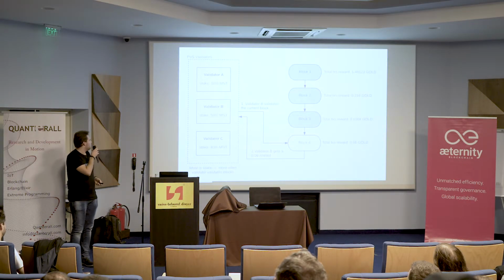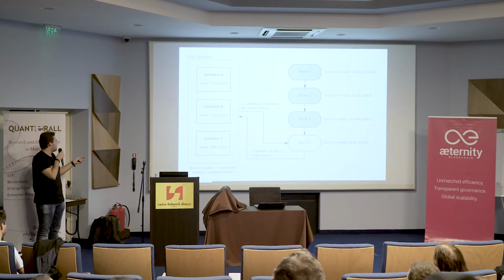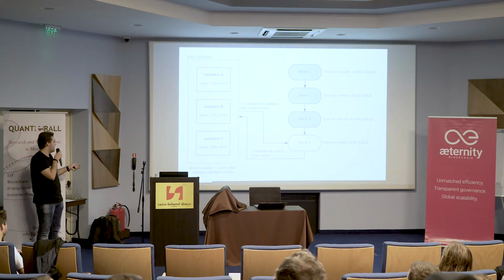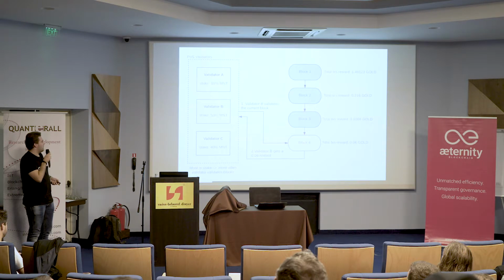Here's how it's done. Validator A has 10% of the stake of the whole network. Validator B has 50% of the stake, and validator C has 40% of the stake. And here are the blocks.